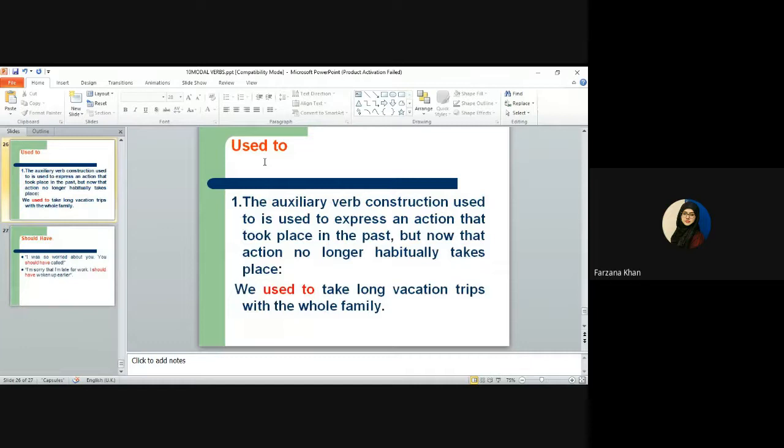So this is basically the auxiliary verb construction "used to", which is used to express an action that took place in the past, but now that action no longer habitually takes place. This is basically a modal auxiliary verb which is used to tell a past habit. We used to take long vacation trips with the whole family.